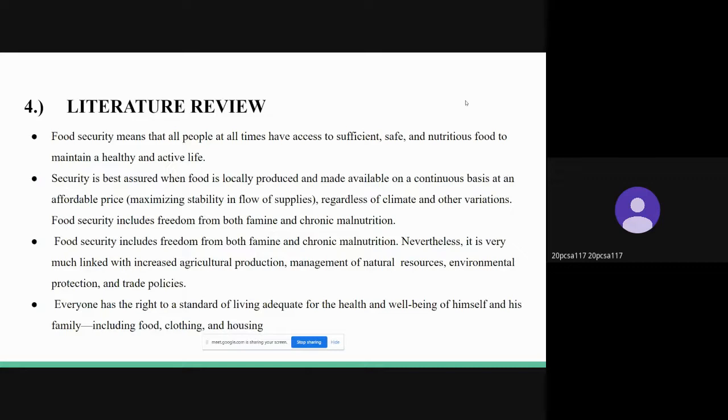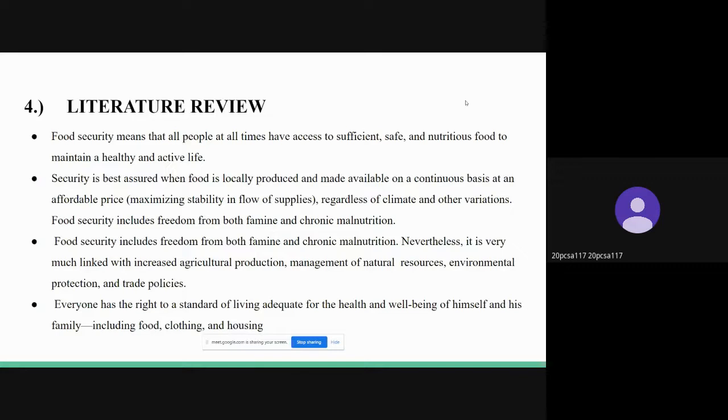So, this food security now we are going to include freedom from both hidden and chronic malnutrition. So, it's a must thing to consider the underlying conflict, social, economic, and environmental damage. So everyone has the right to a standard of living adequate for the health and well-being of themselves and their family, including food, clothing, and housing.